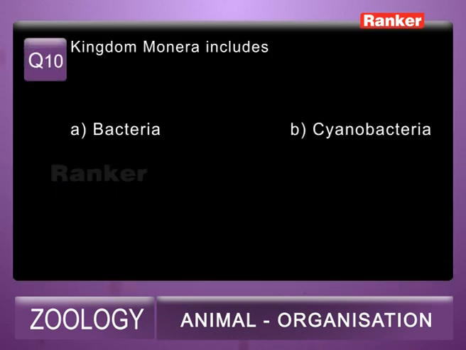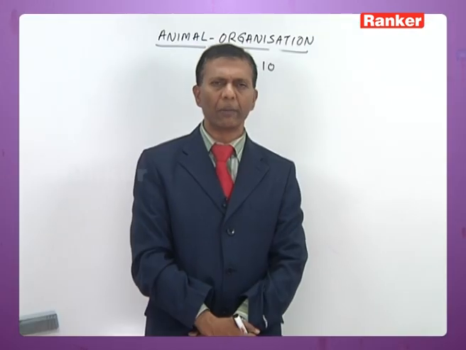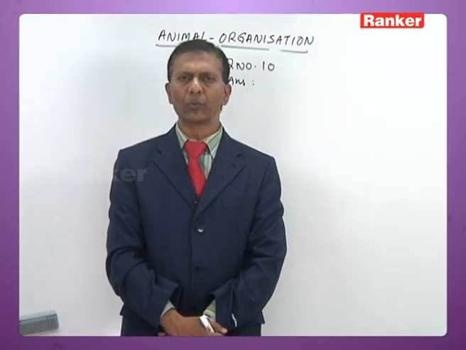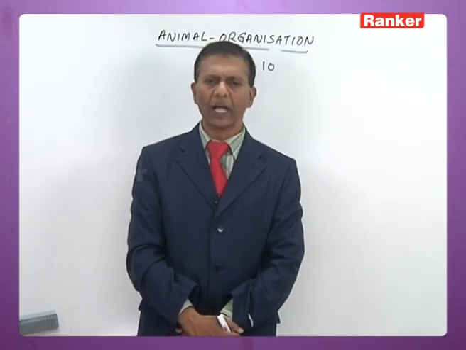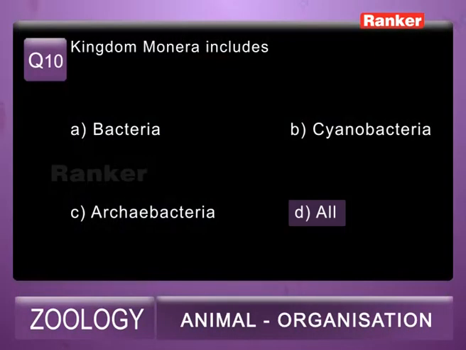Question number 10, kingdom Monera includes A, bacteria, B, cyanobacteria, C, Archaebacteria, D, all. All of them belong to Monera. As I made a mention earlier, Monera includes prokaryotes, which are Eubacteria, Cyanobacteria, Archaebacteria. So the answer for the 10th question is D, all the above.